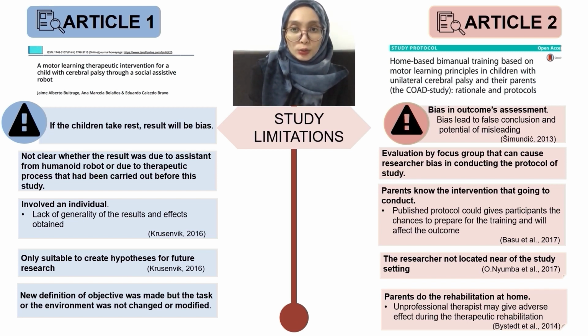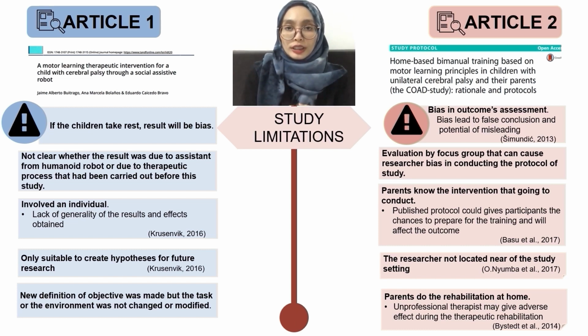While for Article 2, study limitation is bias in outcome assessment. Based on evidence, bias led to false conclusion and potential of misleading. Next, evaluation by focus group can cause researcher bias in conducting the study protocol. Focus group include the parents and other physicians or experienced remedial educationalists to design the study protocol. Next, parents know the intervention that is going to be conducted. Published protocol could give participants the chance to prepare for the training, and it will affect the outcome.